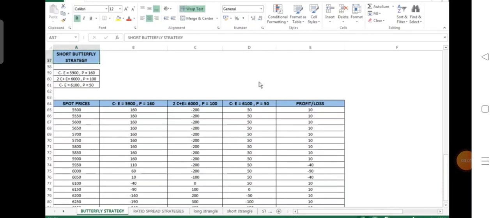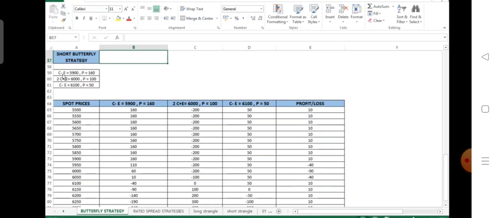Let us now discuss a short butterfly strategy. Now by the word short butterfly strategy, we know what we have to do. Since the word is short, we have to sell the side strikes of a butterfly and purchase the middle strike to create this. Okay, so let's have a look at a call example.